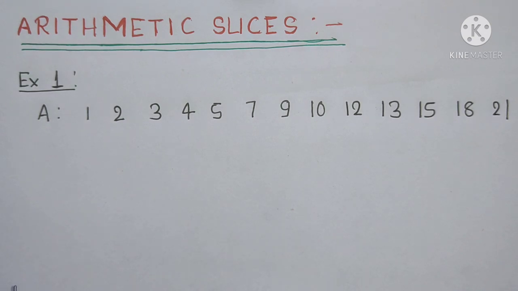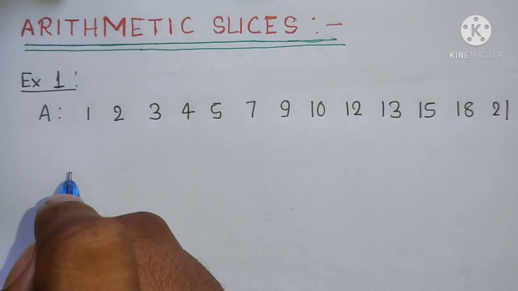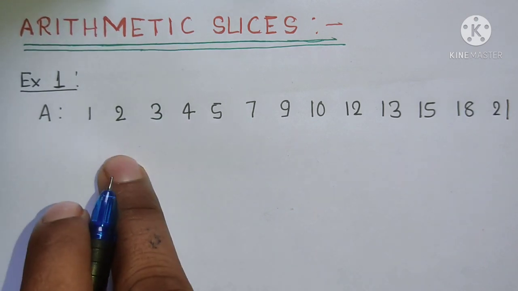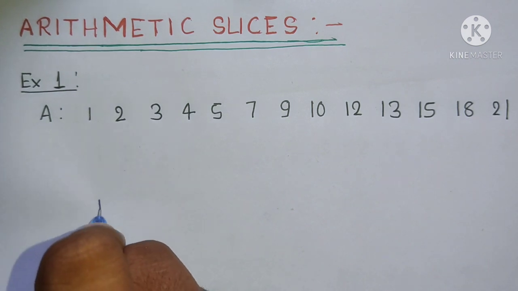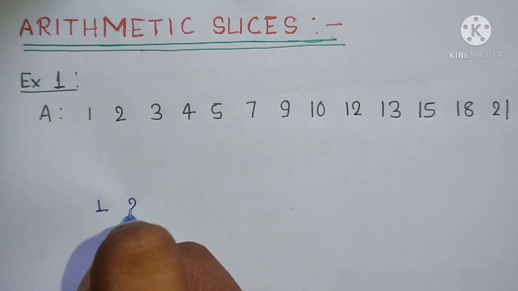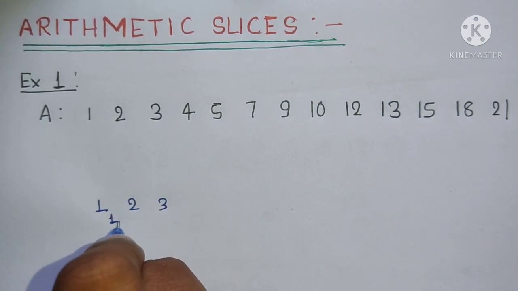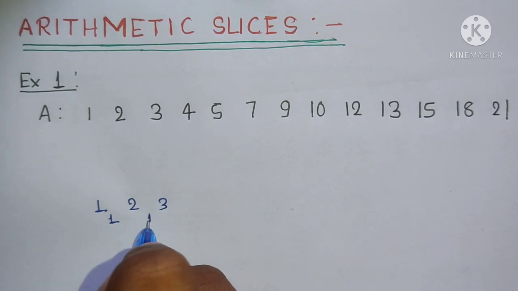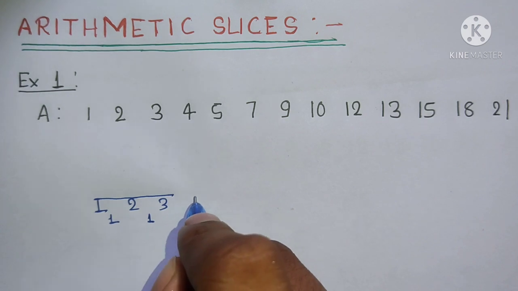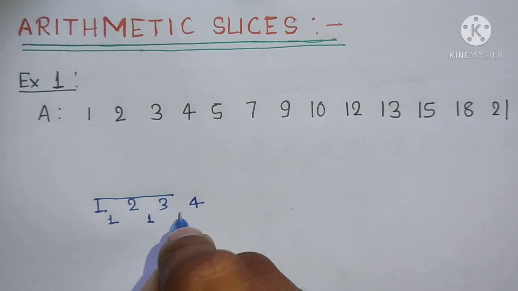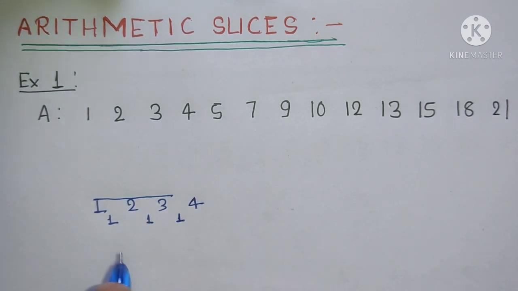So first of all, let's see what an arithmetic slice is. An arithmetic slice is a sequence of numbers in which the consecutive difference is the same. Suppose this is the sequence given to us. Here the difference is 1 and here also the difference is 1, so this will be an arithmetic slice. Suppose there is one more number having the same difference 1. So what will be the number of arithmetic slices?